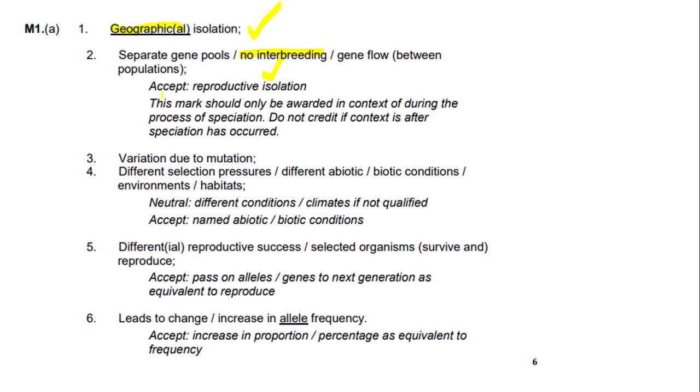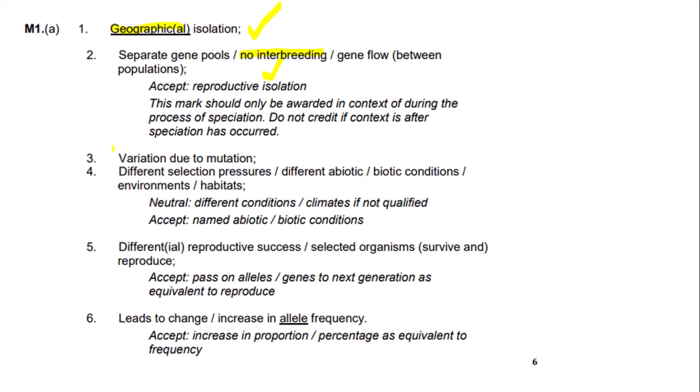However, it says here, this mark should only be awarded in the context of during the process of speciation. Do not credit if context is after speciation has occurred. So if you put the term reproductive isolation after you have written 2 species arise, then you do not get the mark.